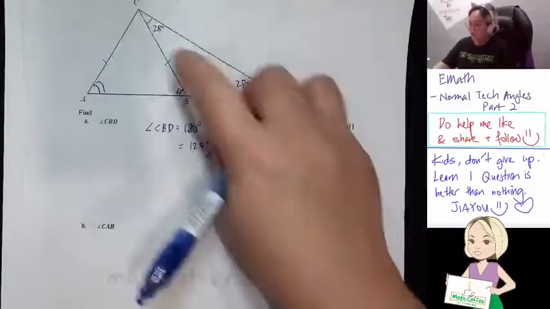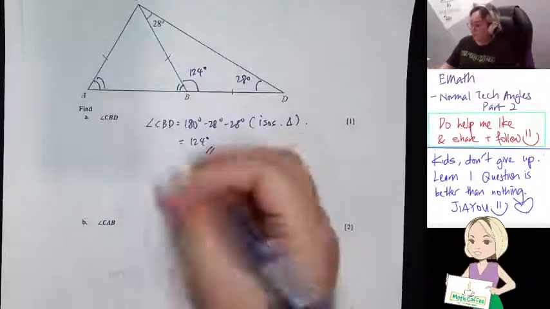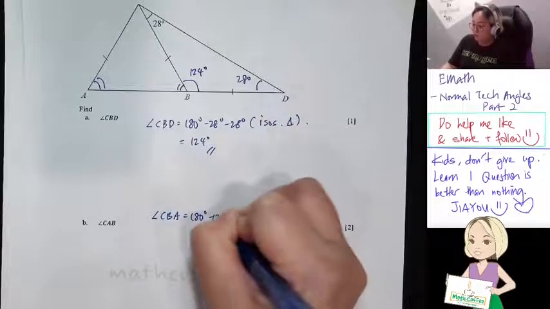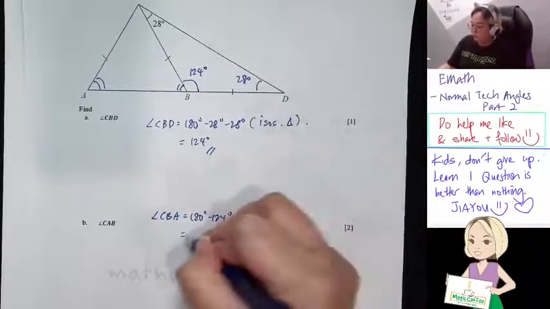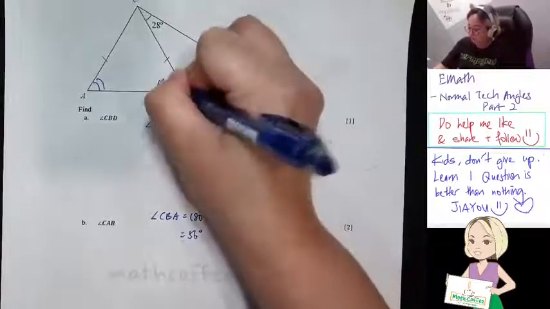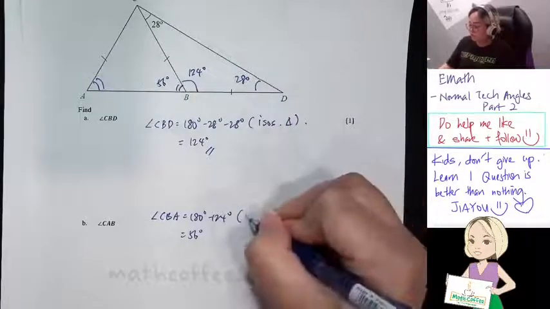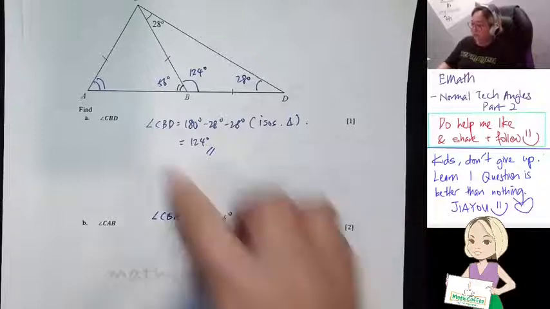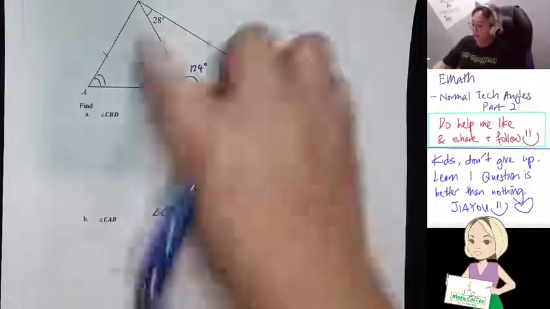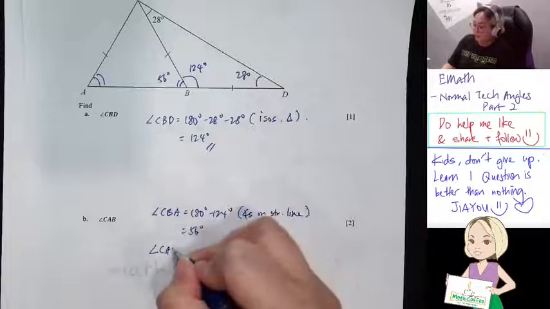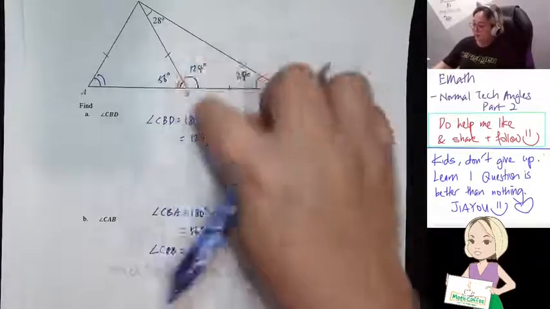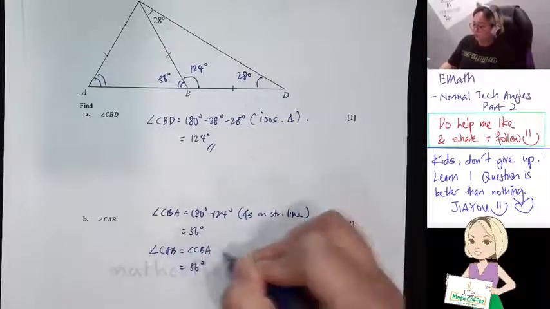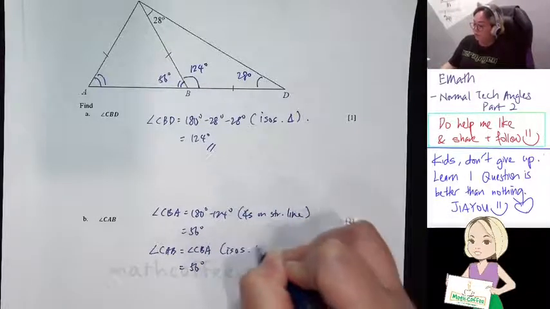So you will have to say angle CBA. You will say angle CBA is equal to 180 minus 124, which is 56 degrees. So this side is 56 degrees. Then for this one you will have to say it's because it's angles on a straight line. And then you will say angle CAB is equal to angle CBA, which is equal to 56 degrees, and it is because it is an isosceles triangle.